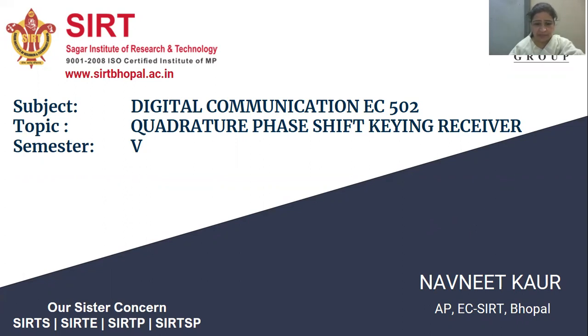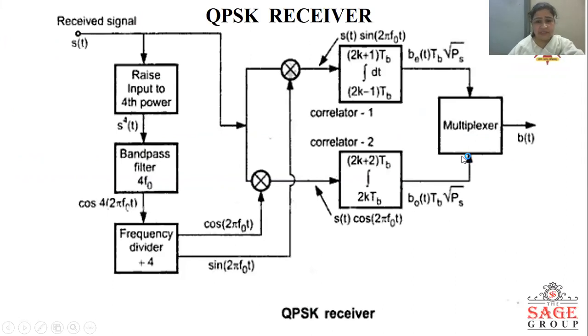Today I'll be taking a lecture on the subject digital communication. The topic which I'll be discussing in this lecture is the quadrature phase shift keying receiver. This is the block diagram of the QPSK receiver. In my previous lecture, I had discussed the QPSK transmitter, in which we saw how we generated the QPSK signal. When the QPSK signal is generated at the transmitter side and transmitted across the channel, it is received at the receiver side.